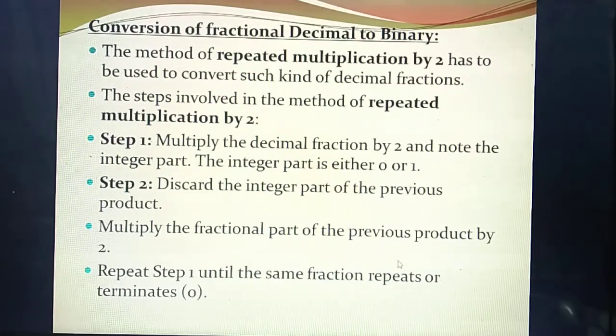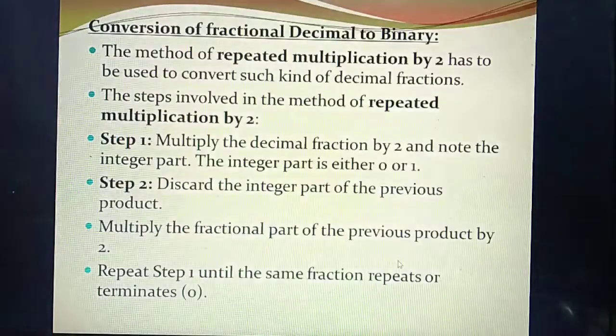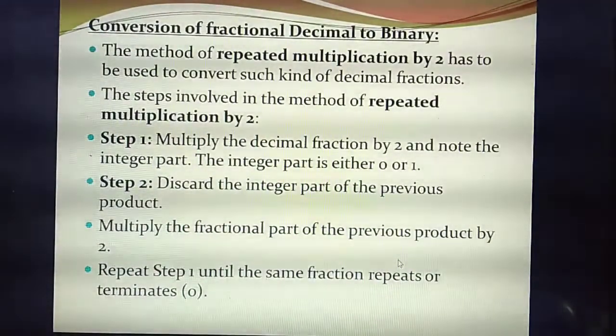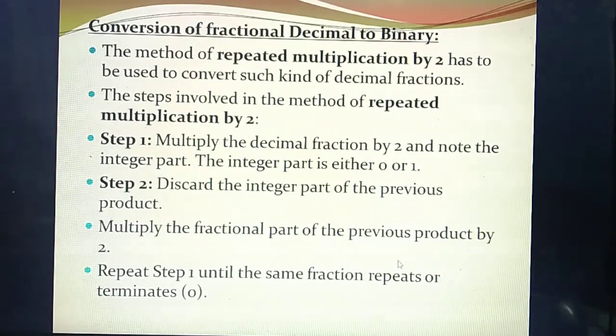Next thing is the conversion of fractional decimal to binary. So now we are going to convert a fractional number into a binary number. Till now we have studied whole numbers. What are the conversions we have studied? Decimal to binary, then decimal to octal, decimal to hexadecimal. Now, in the same decimal to binary conversion, you are going to convert a fractional number. If a fractional number is there, how will you do it? For binary you use repeated multiplication by 2.